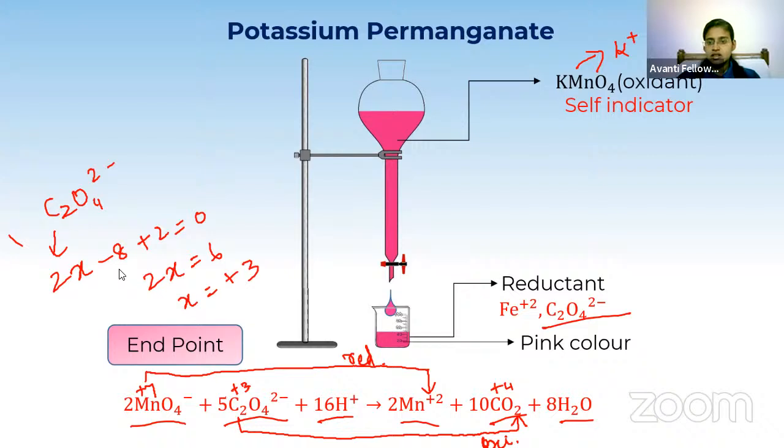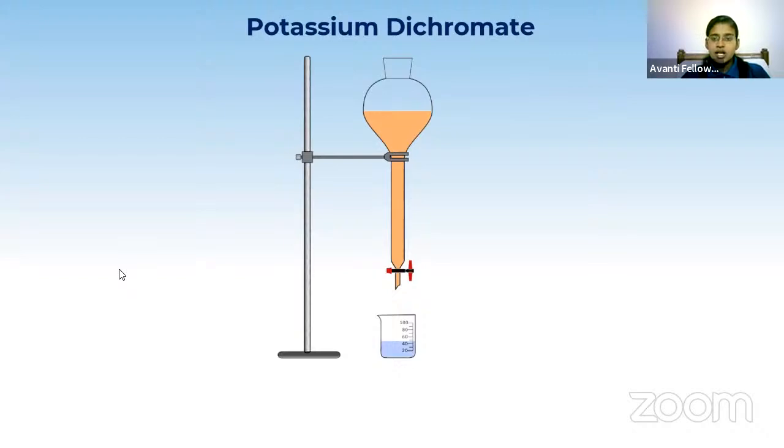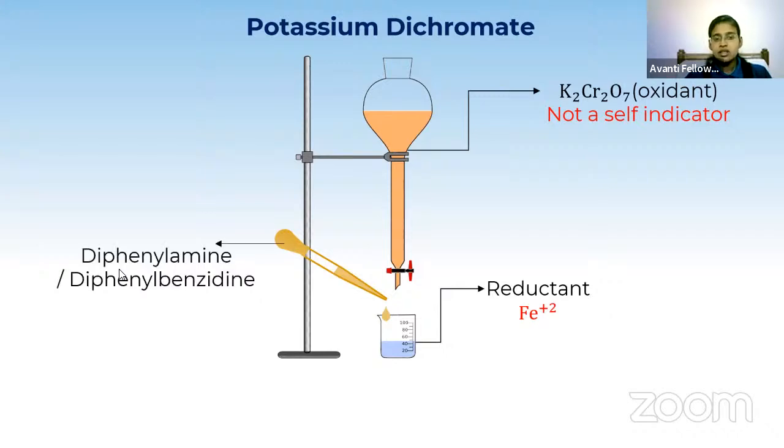Yes. All right. The second compound is potassium dichromate, K2Cr2O7. K2Cr2O7 is not a self-indicator. It is filled in the burette. Now, the reductant is Fe2+. Since it is not a self-indicator, I have to add an external indicator. That external indicator can be diphenylamine or diphenyl benzidine. So these two are the external indicators for this particular reaction.